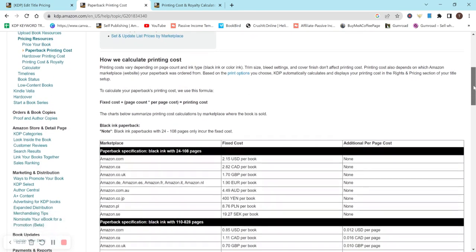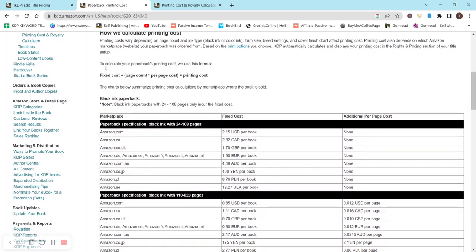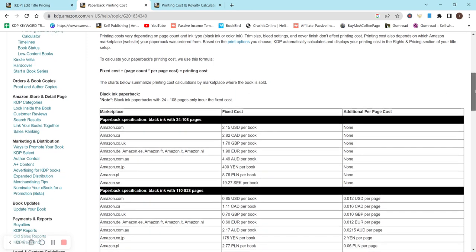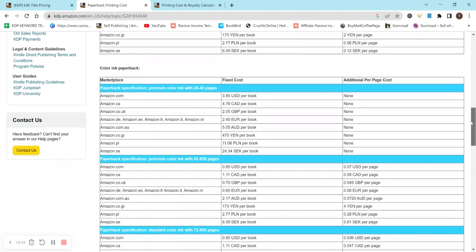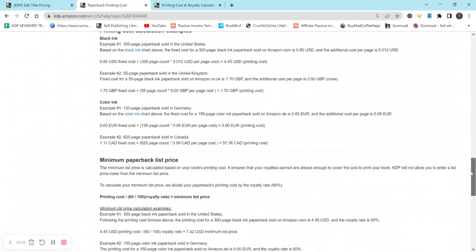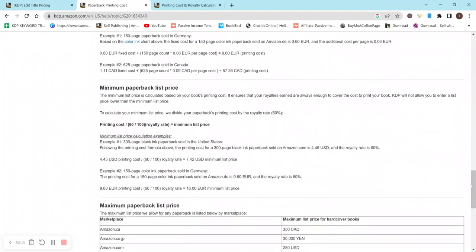So Amazon goes over how they calculate printing cost. To calculate your paperback's printing cost, we use this formula: fixed cost plus page count times per page cost equals printing cost. And then they even have a chart down here that goes over different information: the fixed cost, additional per page, and then color. And there's just so much information on this page if you really wanted to deep dive into this.